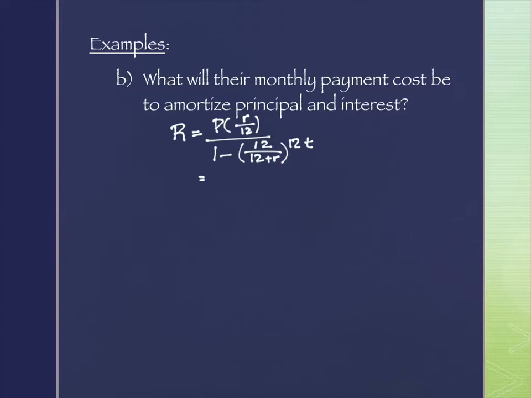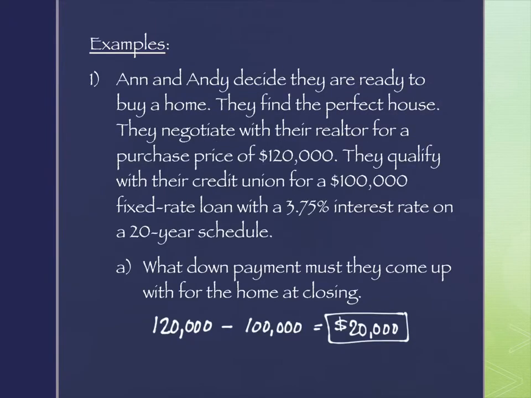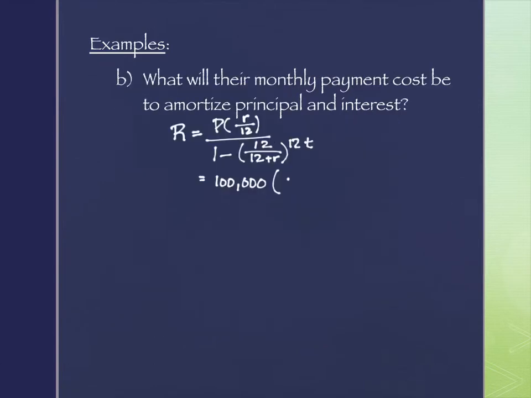What is P? 100,000. So P is the price that they're borrowing, like what they're borrowing, the loan amount. So P is $100,000. R. What's R? Yeah, that's the interest rate that we were given over here, 3.75%, so 0.0375.